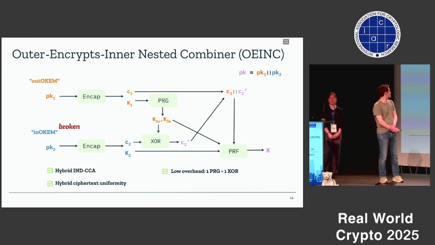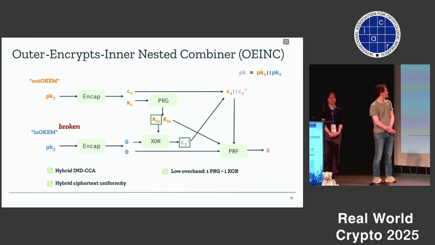So suppose the inner OChem is broken. We can imagine the ciphertext and key are just 0, right? In that case, this XOR is still using good randomness from the non-broken outer OChem, and so the inner ciphertext, once it's encrypted, will still appear random.